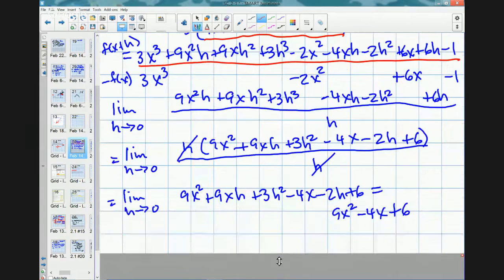Get this thing out of the way here. So, all the h terms basically what? Drop out because h is 0. What's left? 9x squared minus 4x plus 6.